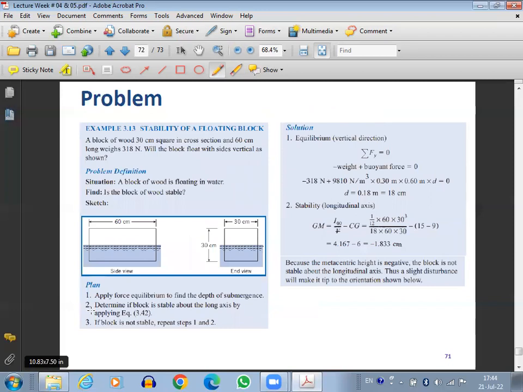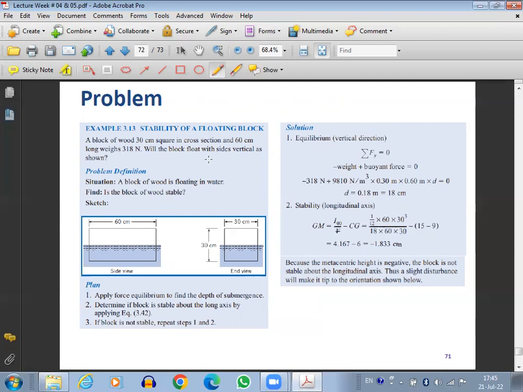Okay, there is a small numerical here, and with this numerical, we are going to end this topic. A block of wood 30 centimeters square in cross section and 60 centimeters long weighs 318 Newton. Will the block float with sides vertical as shown? This is a question. We have a block of wood and we put the block of wood in water.